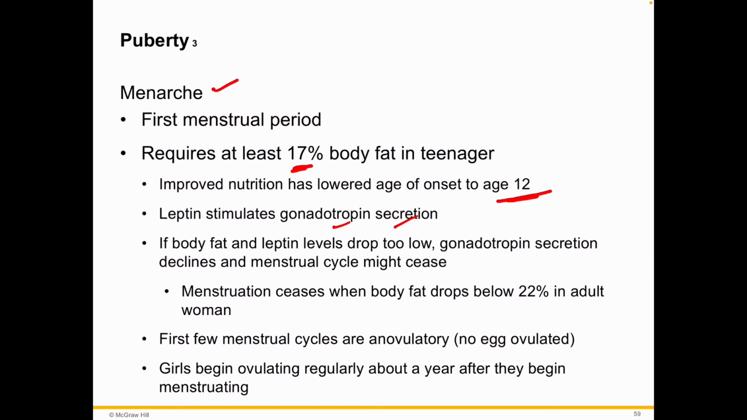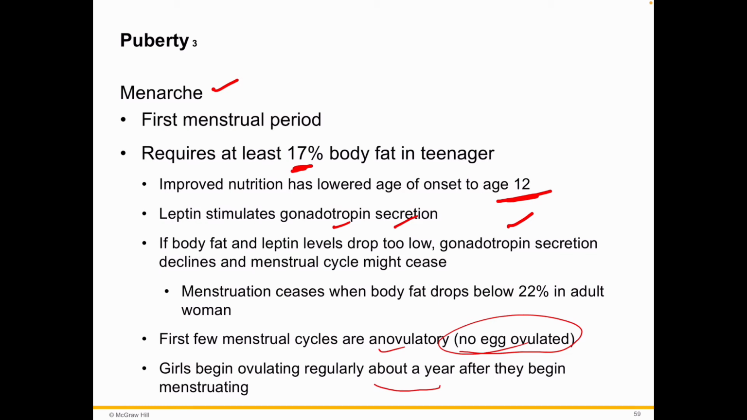Leptin stimulates gonadotrophin secretion. If the body fat and the leptin levels drop too low, gonadotrophin secretion is going to decline, and the menstrual cycle might go away for a while, like in athletes, for sure. Menstruation ceases when the body fat drops below 22% in an adult female. The first menstrual cycles are anovular, meaning generally no egg is ovulated. Girls begin ovulating regularly about a year after they first start menstruating.